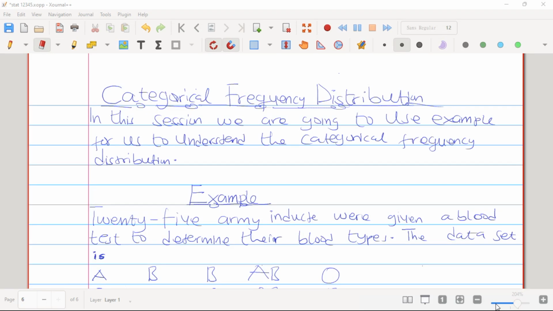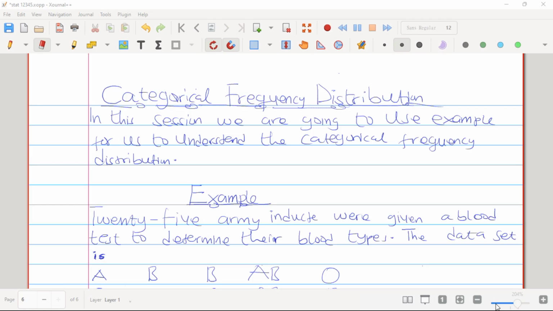Today we are going to start our studies on categorical frequency distribution. In our previous video, we treated frequency distributions, and we said that frequency distributions are the organization of raw data sets in the form of classes and frequencies, right? And we gave a lot of insight on frequency distributions in our last video.